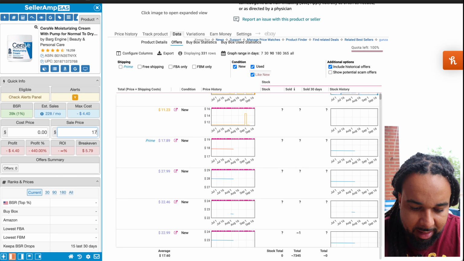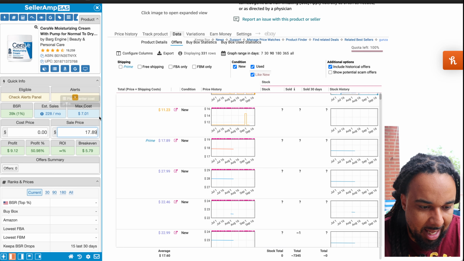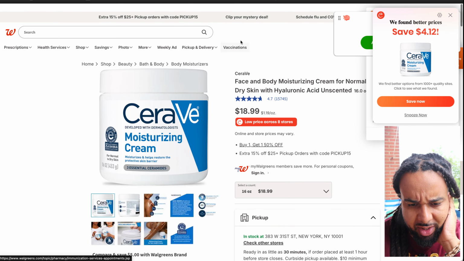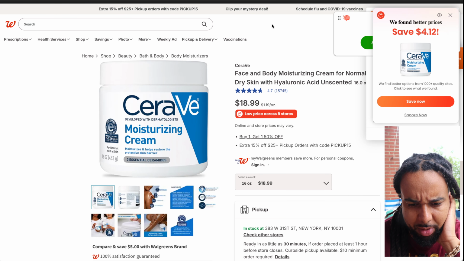At $17.89, we need to get it at $7.01. Okay, it's going to be a little bit tricky. However, with the 25% welcome coupon, we might be able to make it work.